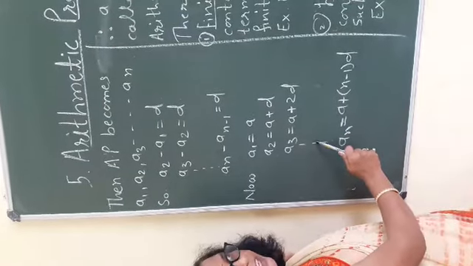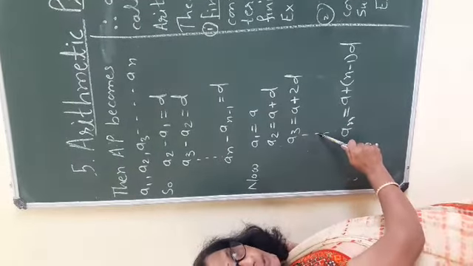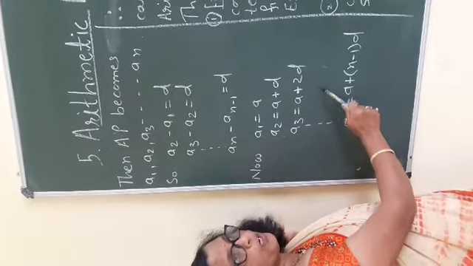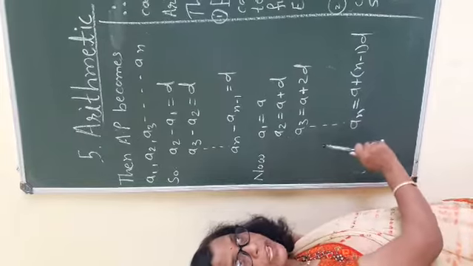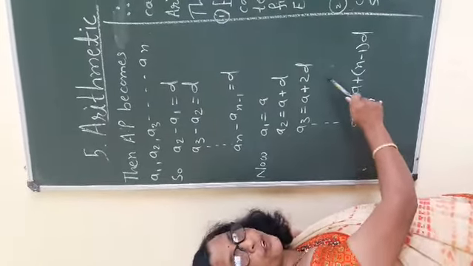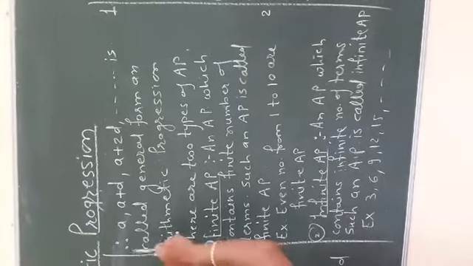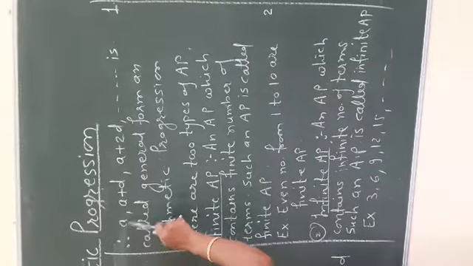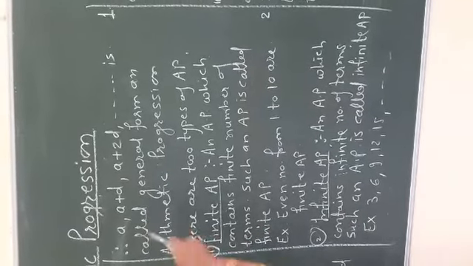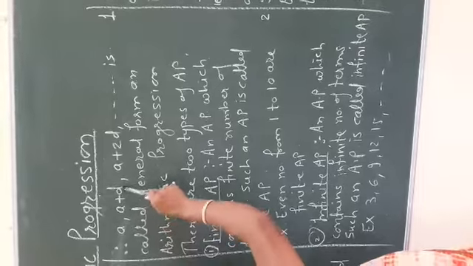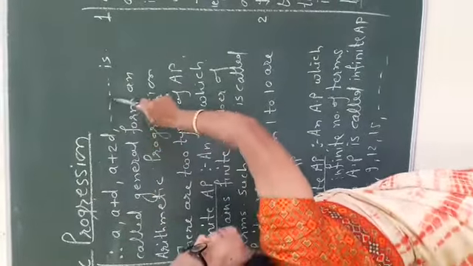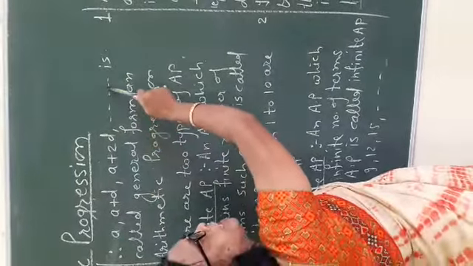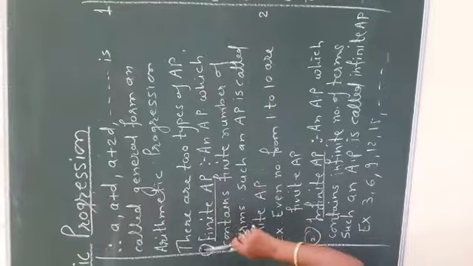If we have to find a10, can you tell me what is the formula for a10? a10 is equal to a plus 9d. What is the formula for a15? a plus 14d. Therefore, the first term is a. a2, we have just found the formula: a2 means a plus d. a3 means a plus 2d. a4 means a plus 3d. This is called the general form of arithmetic progression.